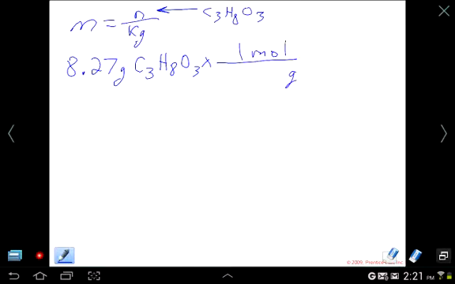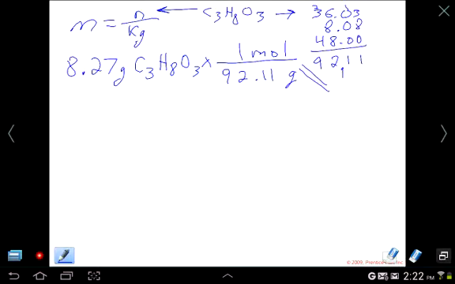Now, to total this up, we have 3 carbons. Each carbon is 12, so this is 36.03. Each hydrogen is 1, so we have 8.08. Each oxygen is 16, so we have 48 total there. To total this up, we have 11, carry the 1. We have 16 and 22, carry the 2. And 5 and 4 is 9, so we have 92.11 grams.